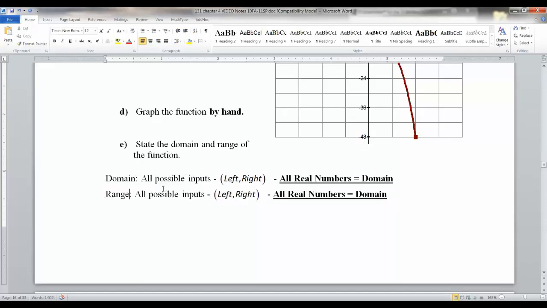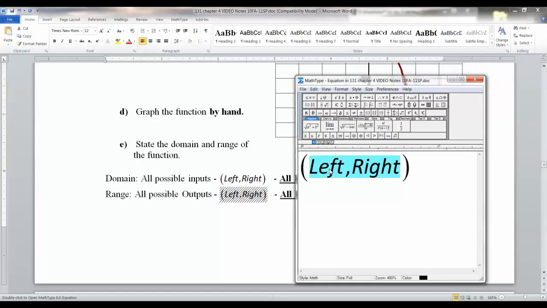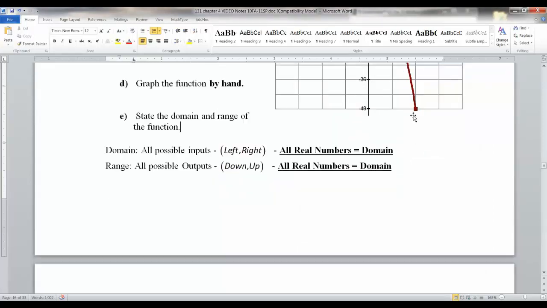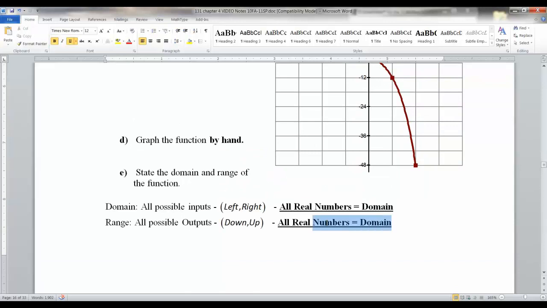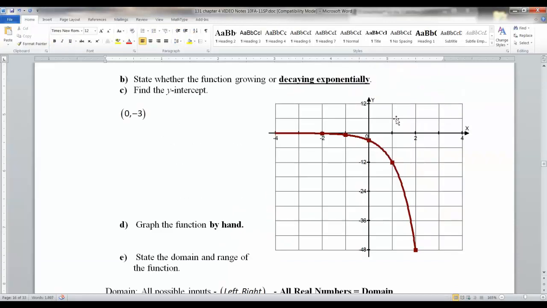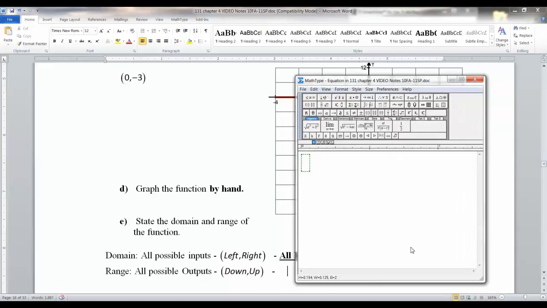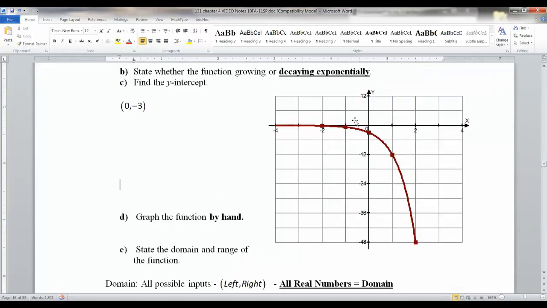All right, now the range is all the possible outputs, which would be like your y's. So that's as far down as your graph gets to how far up it gets. Okay, well, again, there should be a little arrow here. It should be going forever in the downward direction. Right? You go forever and ever, no problems. So that's negative infinity in the downward direction. No problems there. Now the upward direction is where it gets interesting.